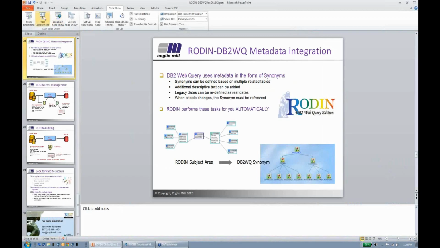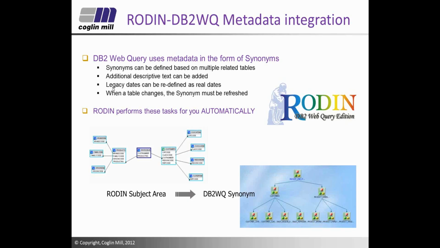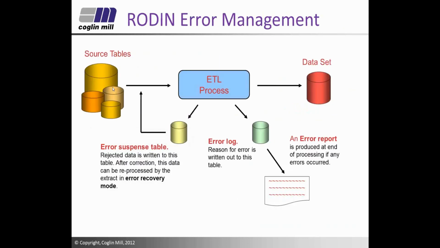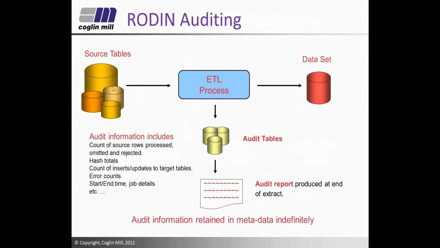What I do want to do though is go back to my slideshow. We've talked about the DB2 Web Query integration. Here is a quick overview of the RODIN error management process. We automatically reject any bad data into an error suspense table, and an error report is produced. Also, as part of the ETL process, we have full auditing, so you can see what happened and when. We give you a count of how many rows were processed, how many may have been filtered out, how many were rejected, and all sorts of other statistics on the load process.